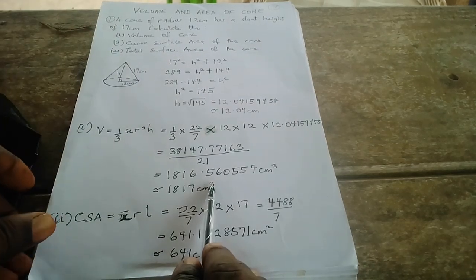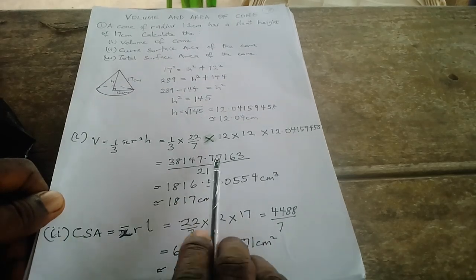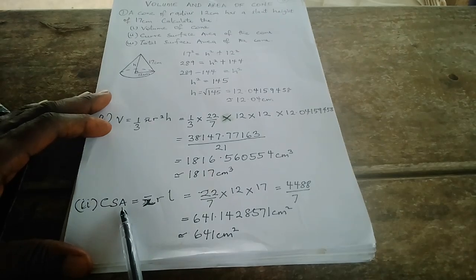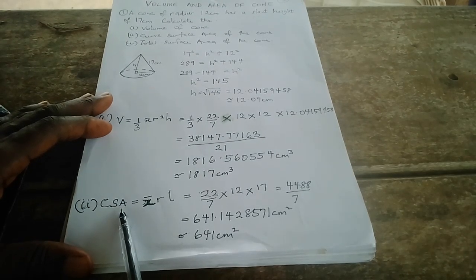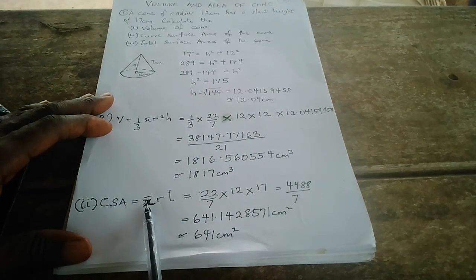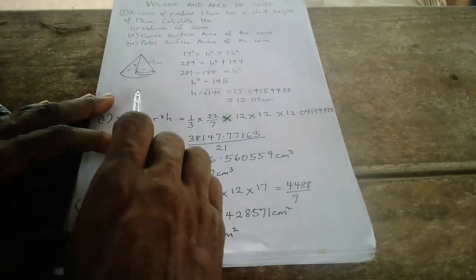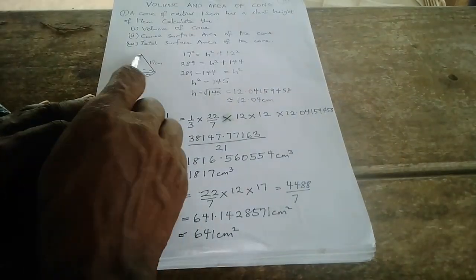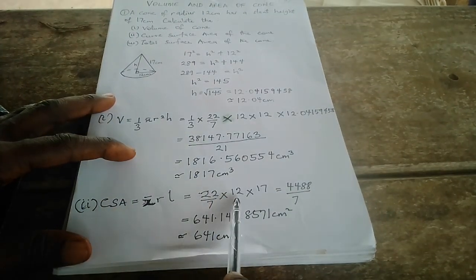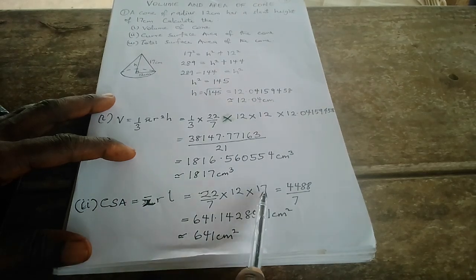Then the second part of the question asks for the curved surface area of the cone. For a cone, the curved surface area is πrl. So π is 22/7, times the radius of the cone, which is 12, times the slant height, l, will give us what?